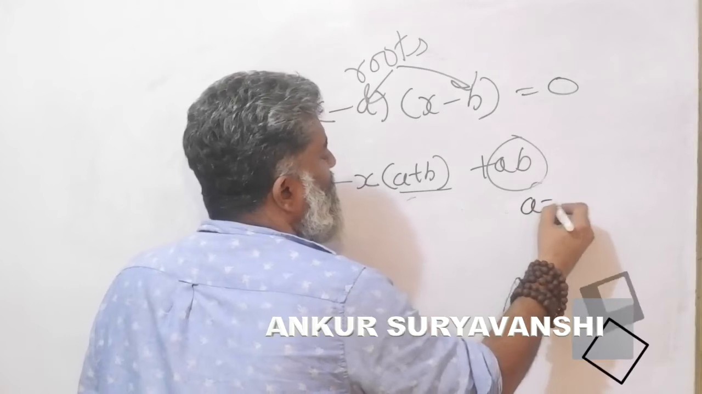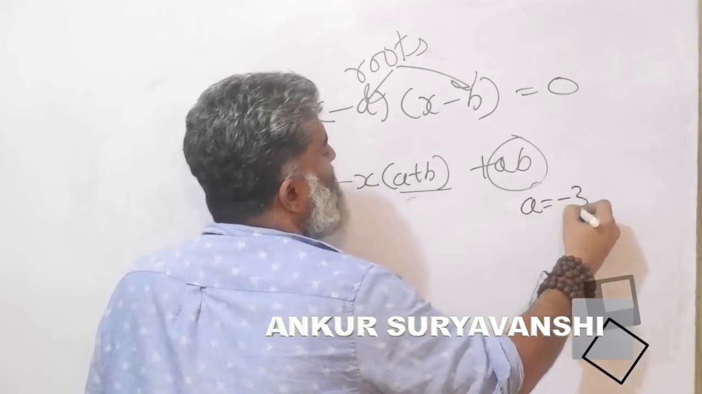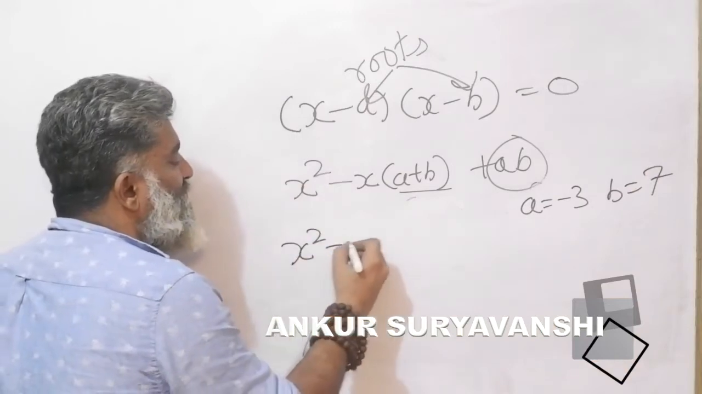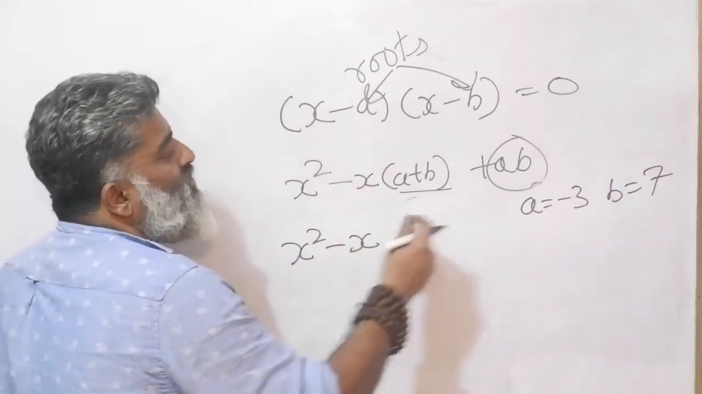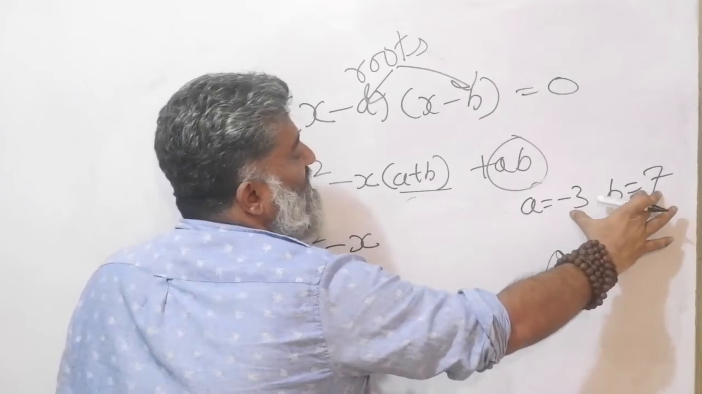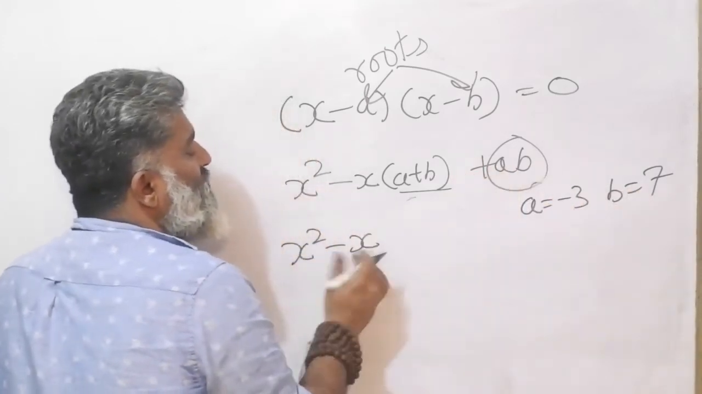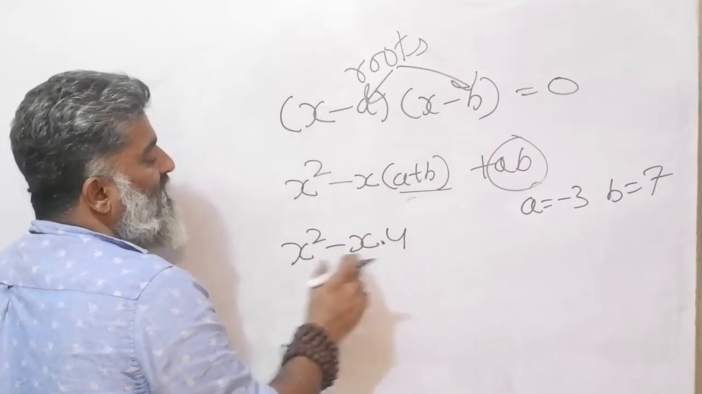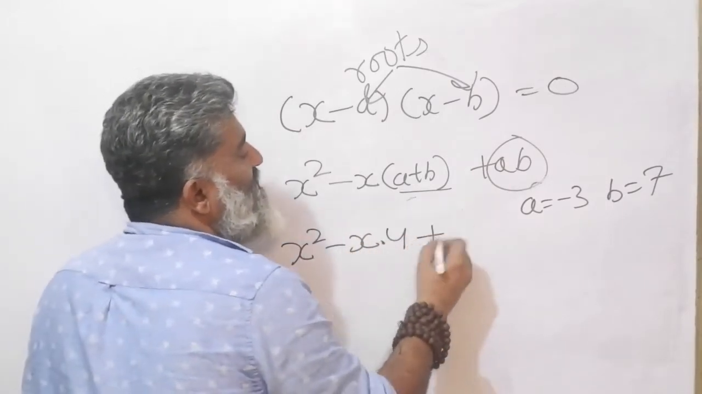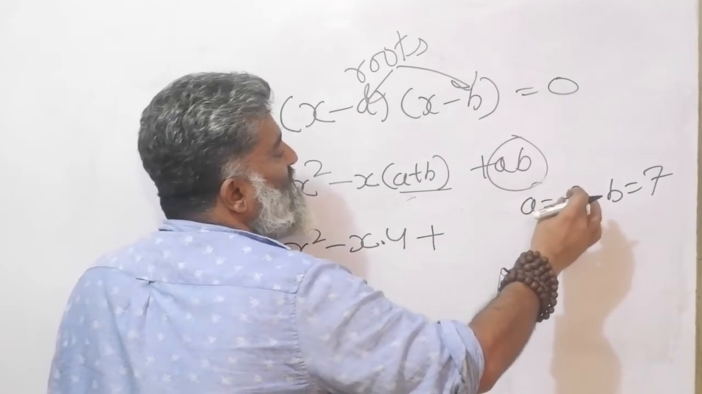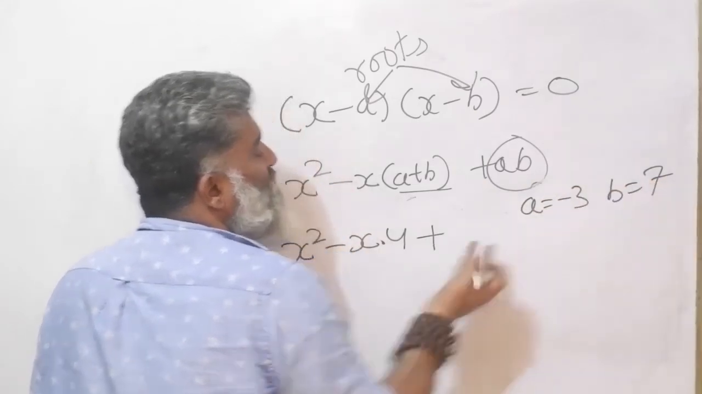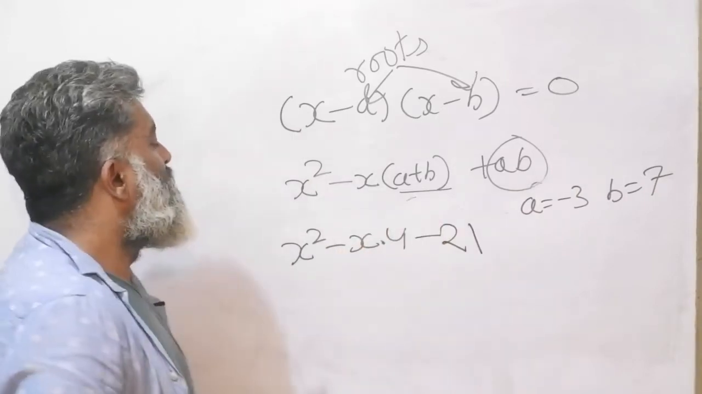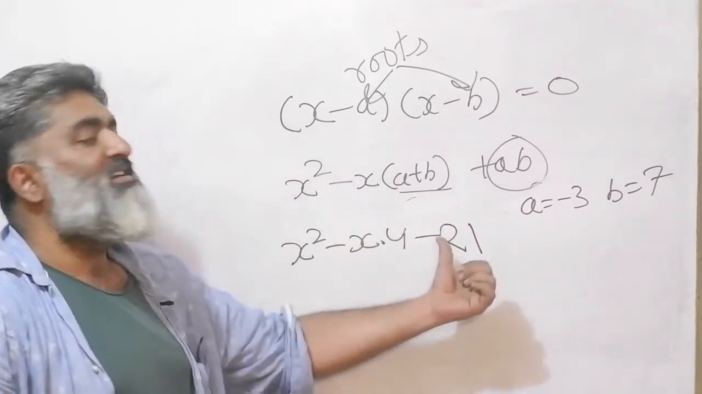Just a little bit of changing. a is equal to -3 and b is equal to 7. So just writing it in the form x² - x(sum of the roots). What is the sum of the roots? -3 + 7 is going to give you +4. So 4x. You can just write it inverted later. x² - 4x and plus the product of the roots. The product of the roots is going to be -3 into 7, which is -21. So this plus will become minus and it will become -21. So x² - 4x - 21.